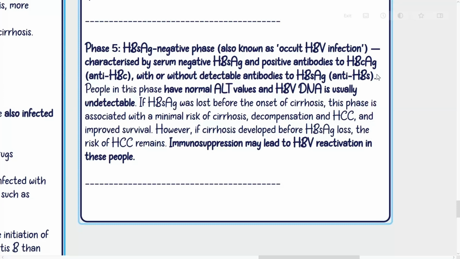If HBsAg was lost before the onset of cirrhosis, this phase is associated with a minimal risk of cirrhosis, decompensation and HCC, and improved survival. However, if cirrhosis developed before HB surface antigen loss, the risk of HCC remains.